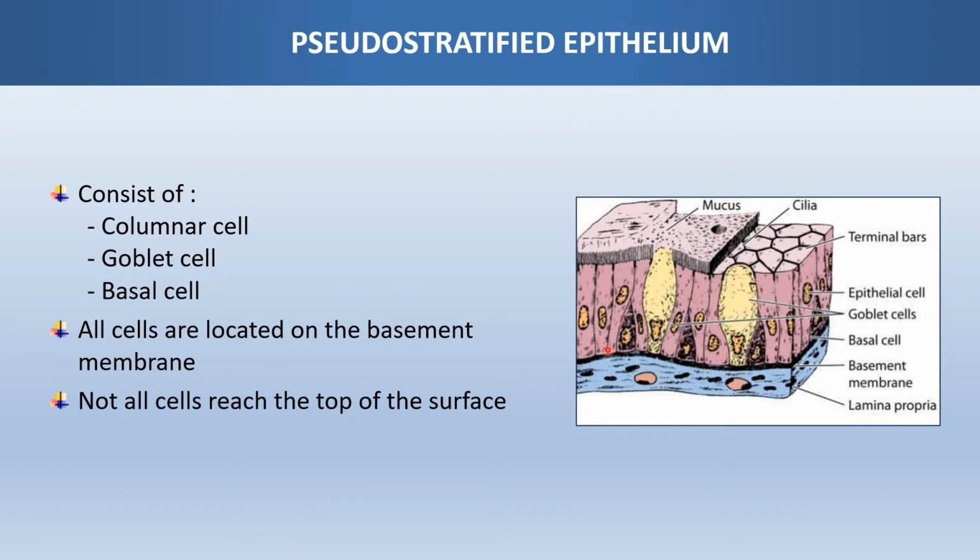In this picture, you can see that this is the basement membrane. This is the basal cells. Basal cells lie on the basement membrane, but basal cells cannot reach the top of the surface. And this is the goblet cells, and this is the columnar cells with cilia.